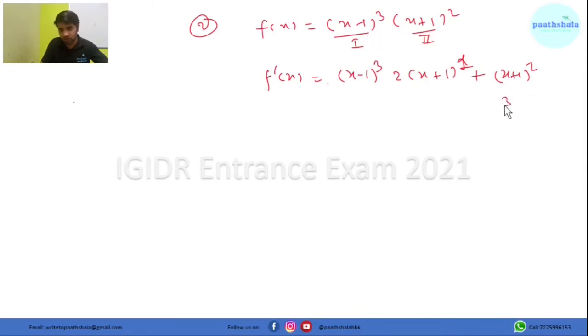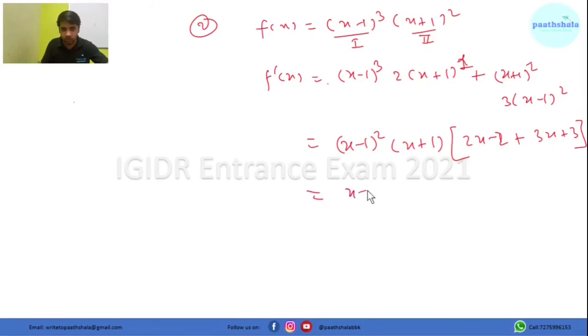Now we can take (x minus 1) whole square and (x plus 1) as common. So it will come out to be, in a bracket, 2x minus 2, then plus 3x plus 3. So finally it is coming out to be (x minus 1) whole square and (x plus 1), then in the bracket it is coming out to be 5x plus 1. So when we equate it equal to 0, this will come out to be 1, minus 1, minus 1 by 5.